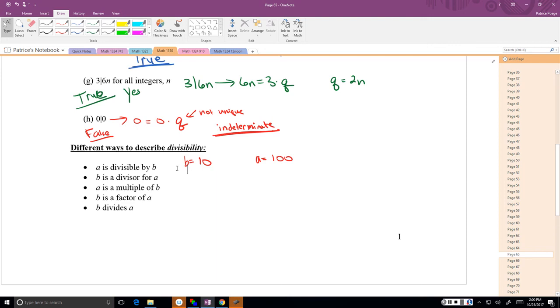And then 10 divides 100, because I'll write that one out. So 10 divides 100 implies that 100 equals 10 times q, where q is a unique integer, aka q is 10. Okay. So go on the next page. See if you fill in the words that go in example 2 here.